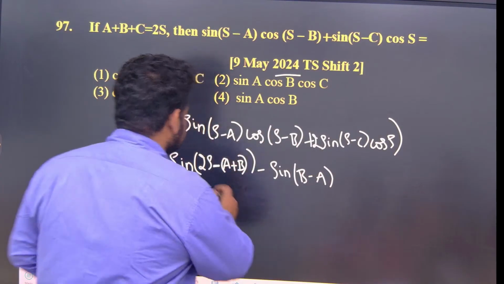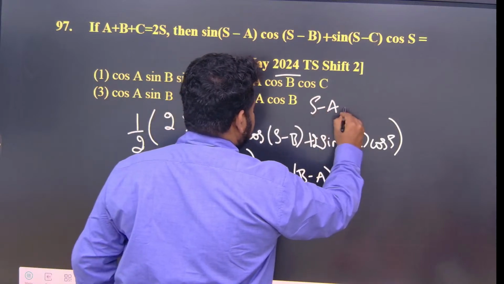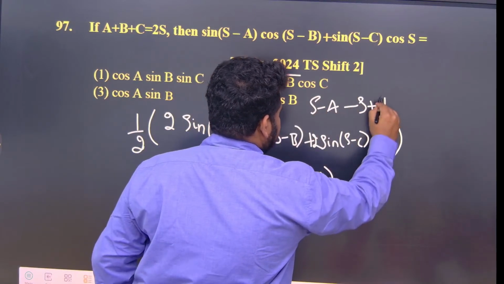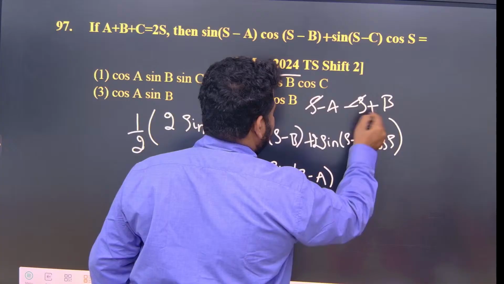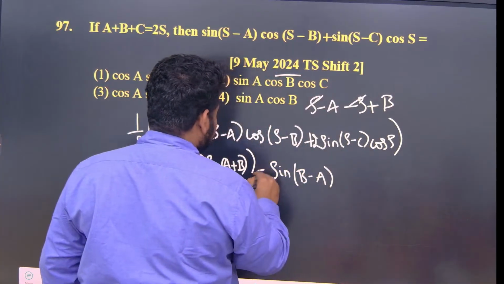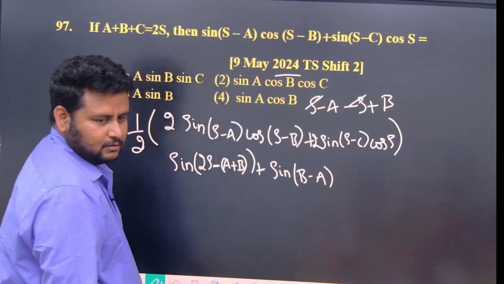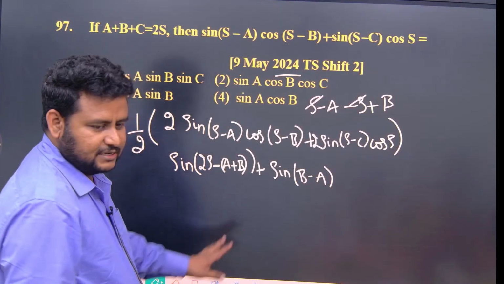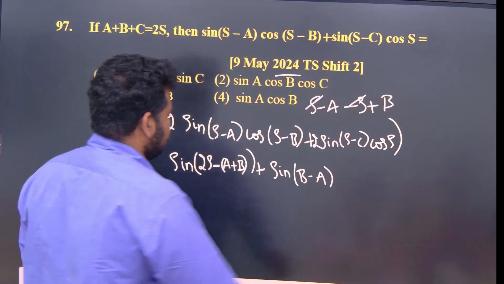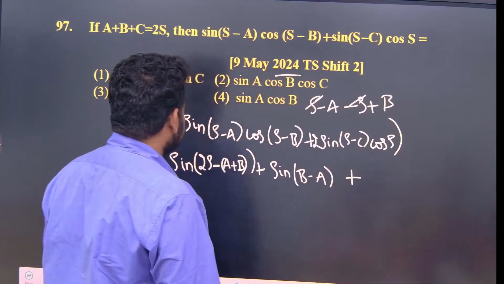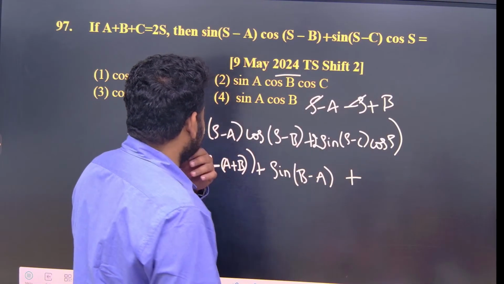So s minus a, let us take it here: s minus a minus s plus b. The s cancels. We will have what? b minus a. So here it will be plus, sin of b minus a. Clear till here? Now, when it comes to this one, what can we do?